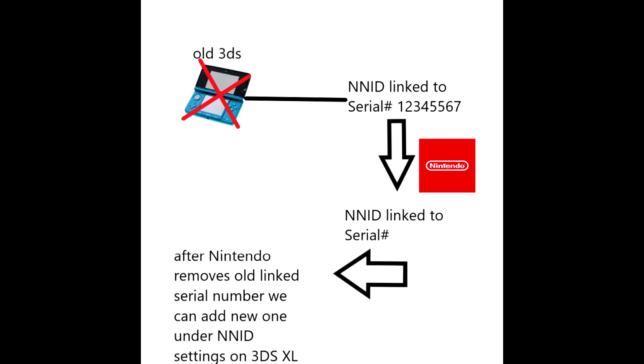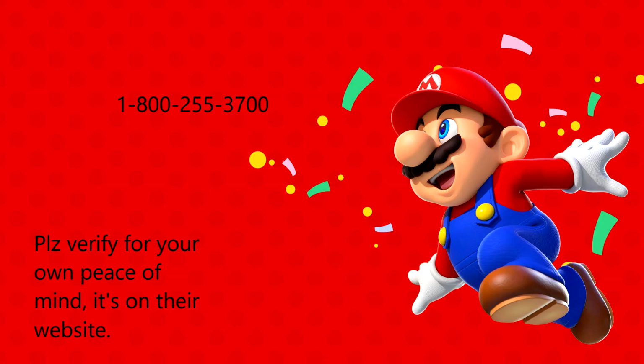Since my old 3DS XL is literally non-existent and it's still linked to my NNID account via serial number and such, we need to remove it. However, only Nintendo can do this directly. They are the ones who have access to this kind of power. You'll have to give them a call via this phone number.